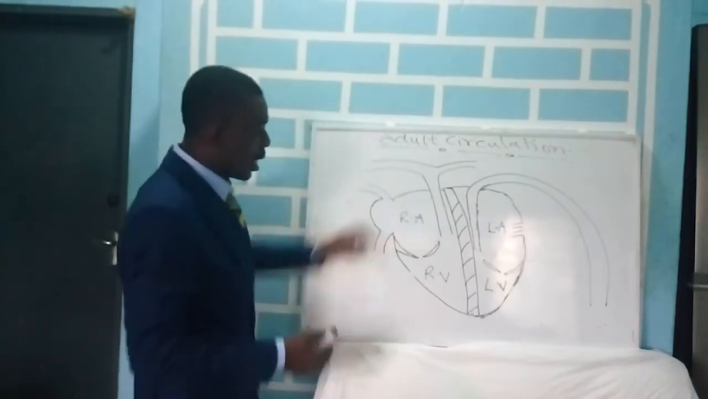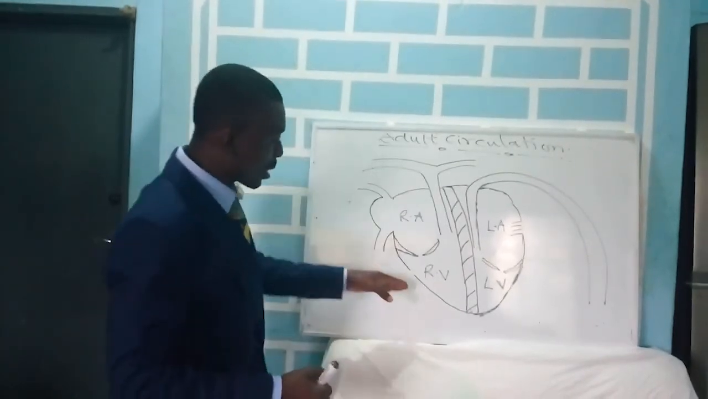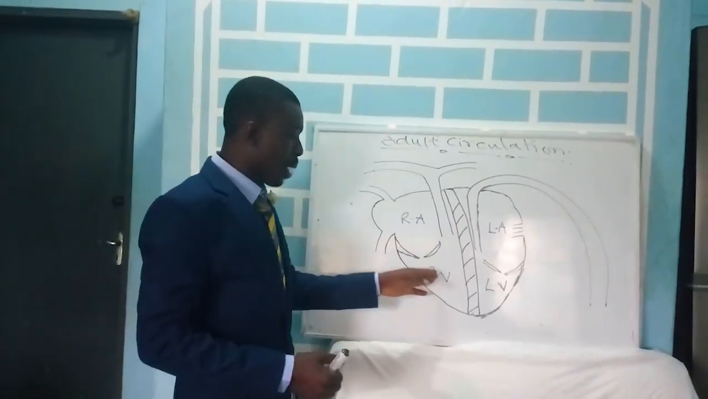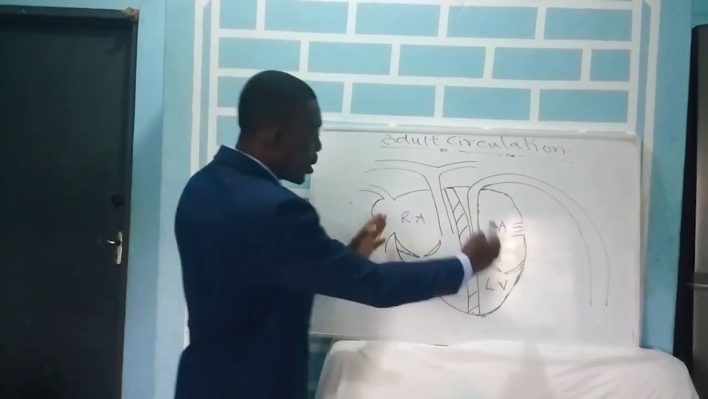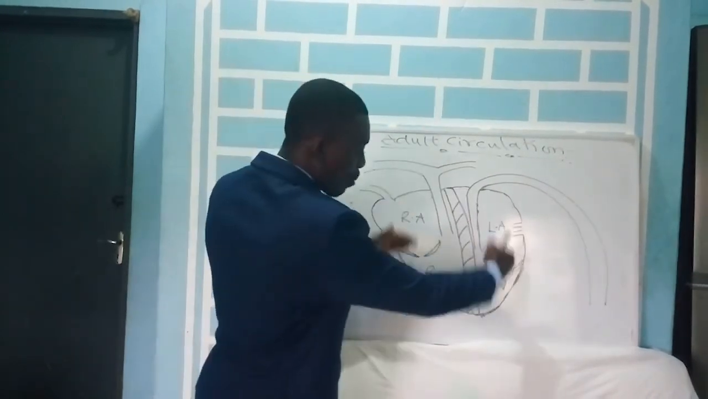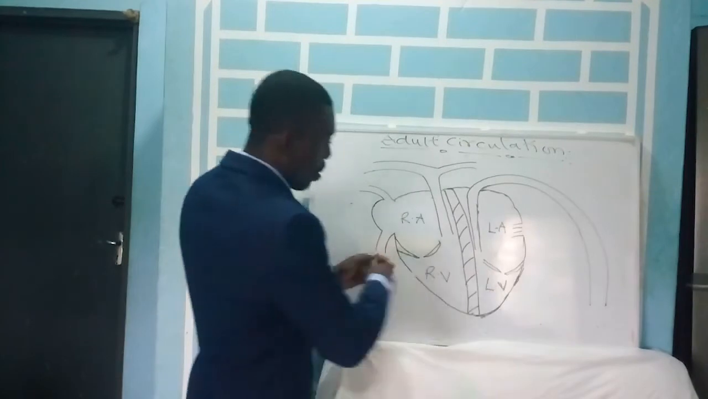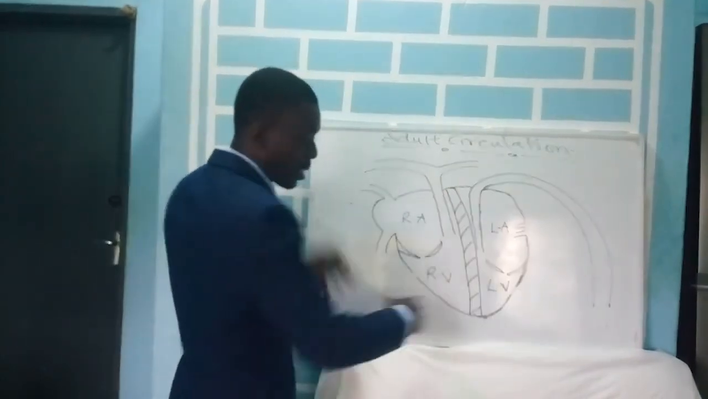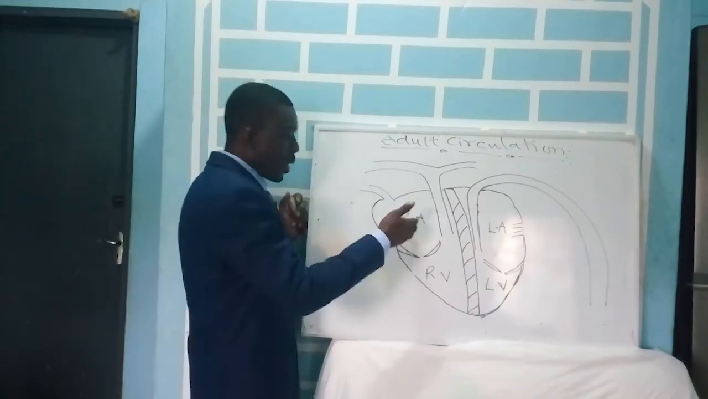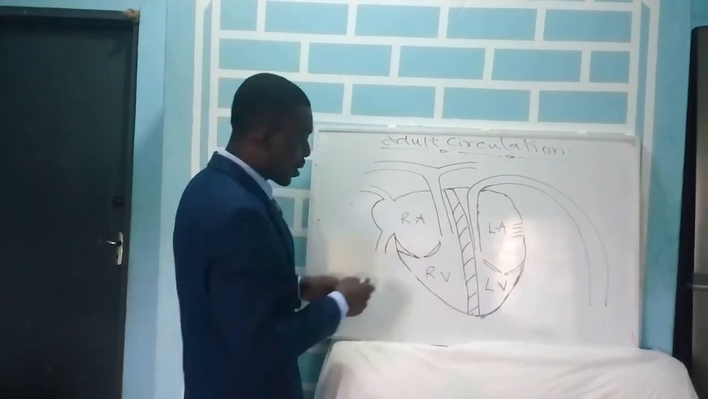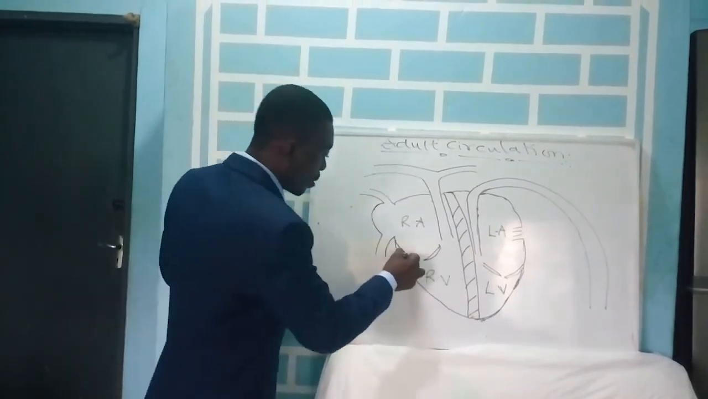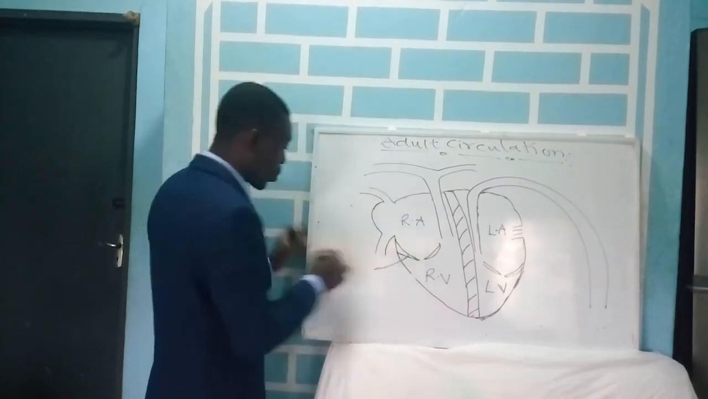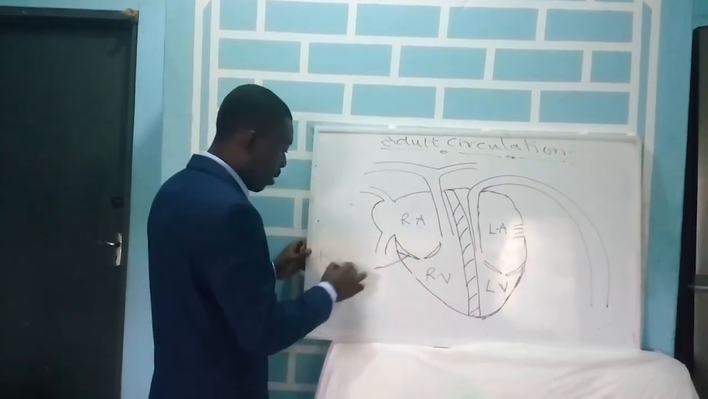So basically, the right atrium is separated from the right ventricle by a valve. So you could see that the chambers are separated from each other by valves, but the left side and the right side are separated from each other by a septum. Okay. So the right atrium is separated from the right ventricle by a valve known as the tricuspid valve.